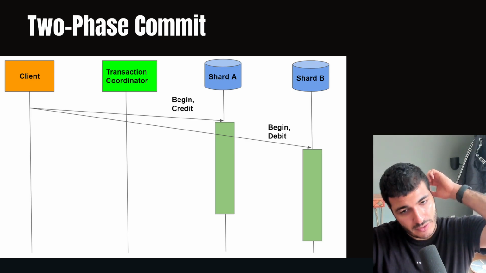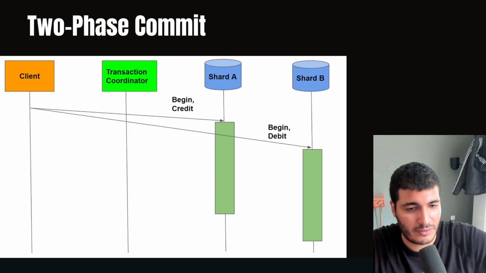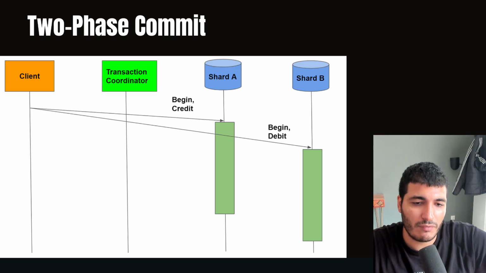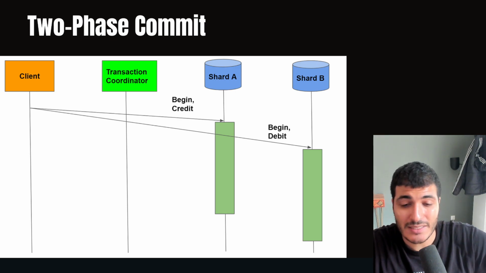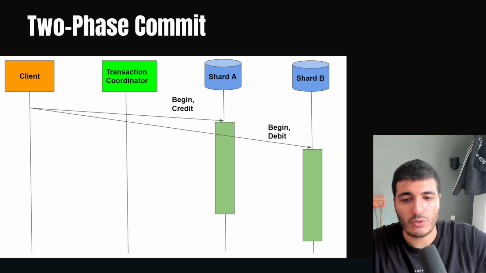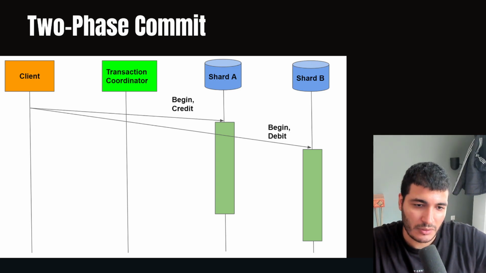So when to use this type of pattern? I would say generally for strong, immediate ACID guarantees across a few tightly controlled resources within a single organization's control, where blocking or temporary unavailability is quite acceptable.